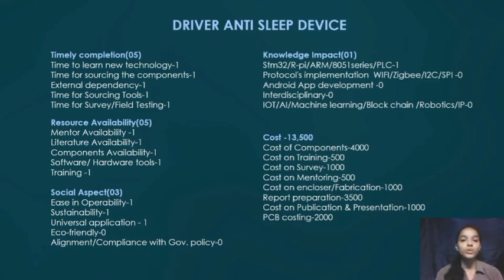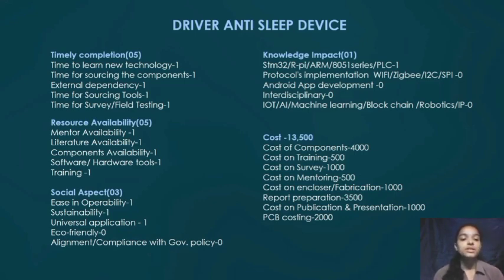Time for sourcing tools. If we are taking much time for sourcing software or hardware tools, we have to give it score 0. And if it is available, we have to give it score 1. Time for survey. If the survey is done earlier and we are doing it in time, we have to give it score 1, otherwise score 0.